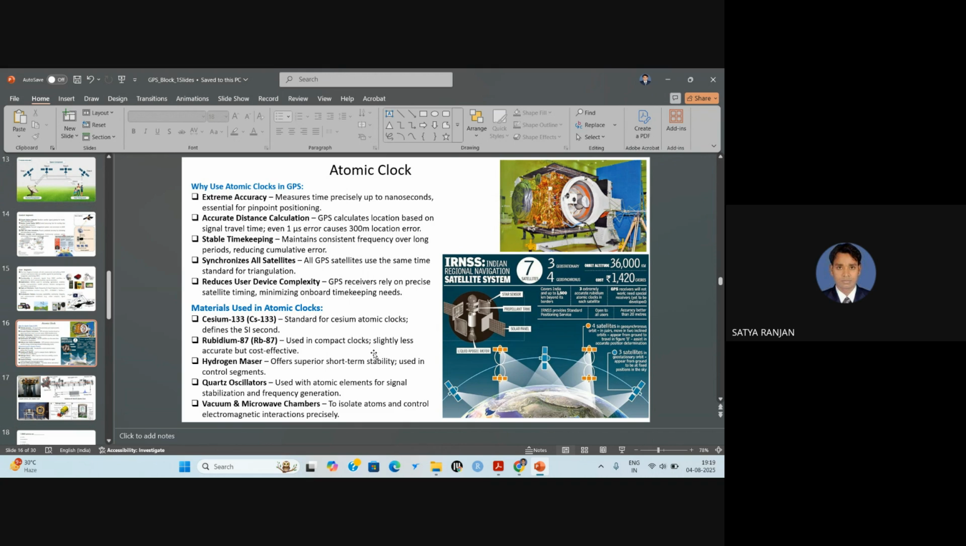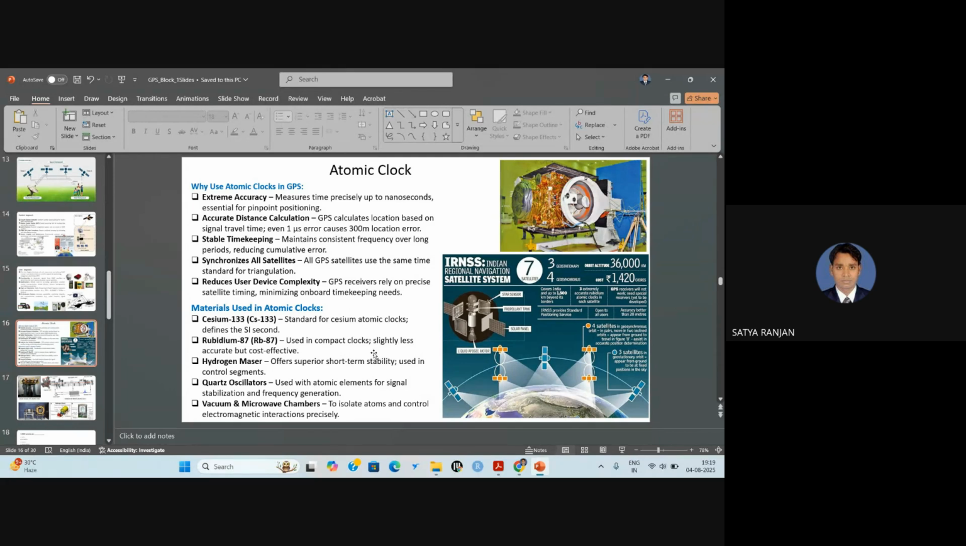Then accurate distance calculations. GPS calculates location based on the signal travel time. One microsecond error causes 300-meter location error. So generally in a general clock we use at minimum the second or millisecond, but in the atomic clock we use the nanosecond or microsecond. So 1 microsecond error causes 300-meter location error. That's why we use the nanosecond in the atomic clock. So it gives accurate information.